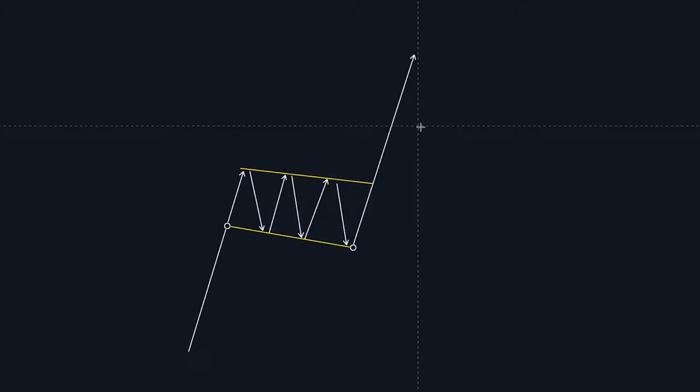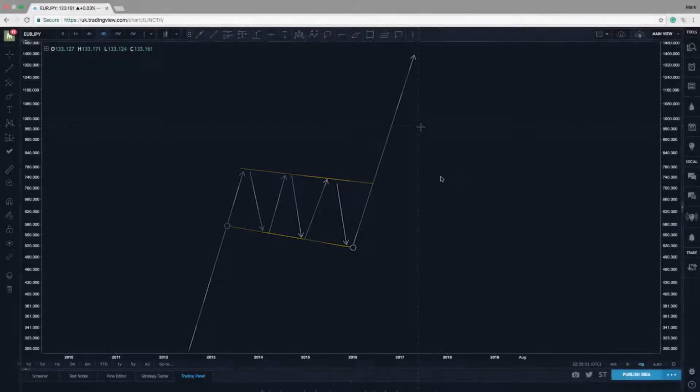So what we need to do as traders is identify what phase we're in. Once you know if you're in the impulsive phase or the corrective phase, you have a very, very good idea of what is going to happen next. So let's take a look at this.